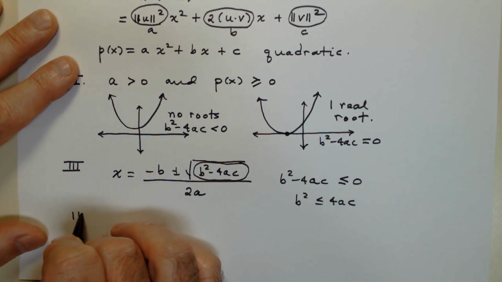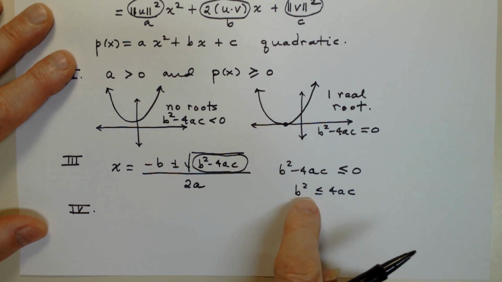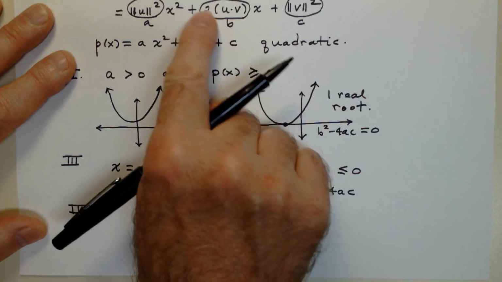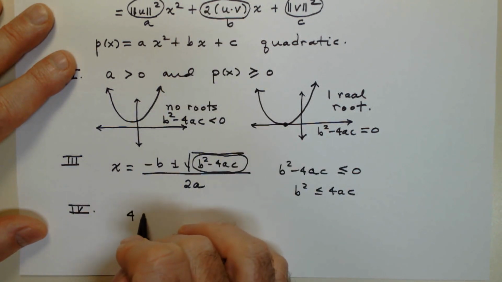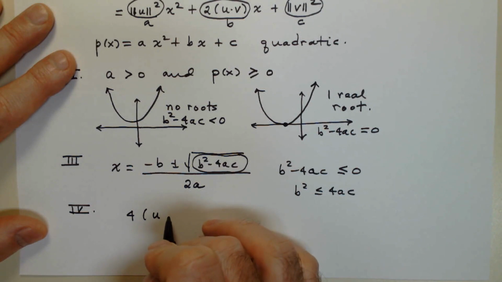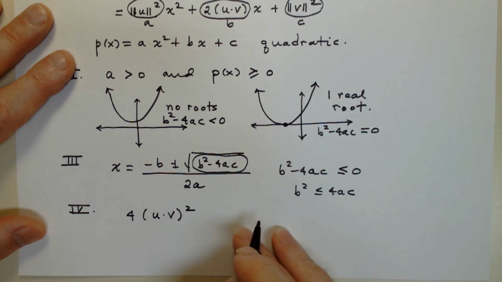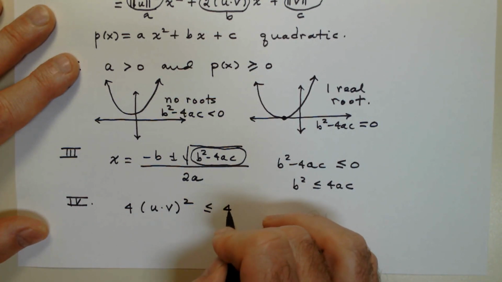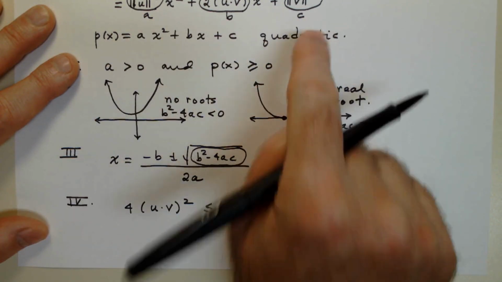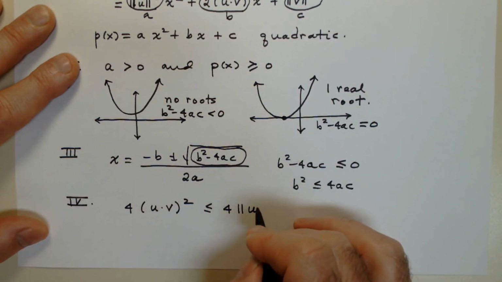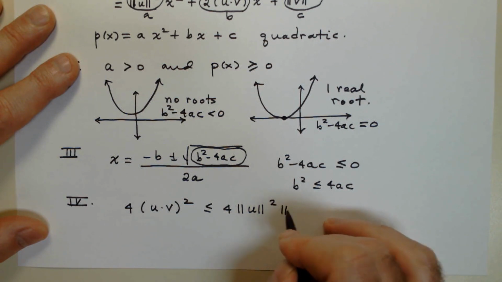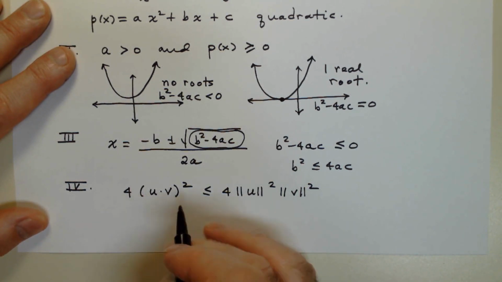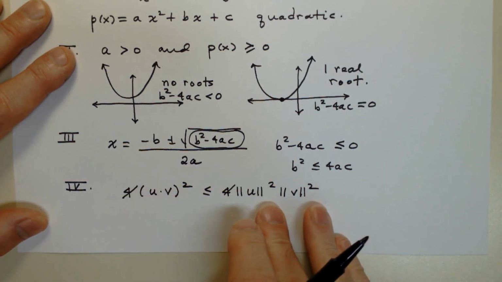All right, so in phase 4, and this is the final phase of the argument, we're just going to bring these quantities back into this expression. So b squared is going to be 4 times u dot v squared. And this is less than or equal to 4 times a times c. Okay, now take square roots. We'll cancel the 4 and take square roots of both sides.